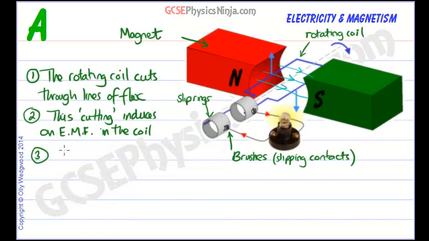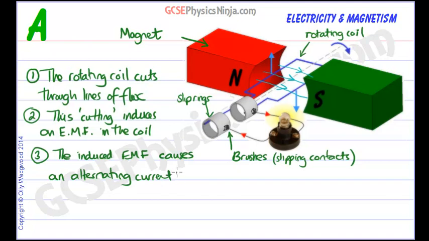And number 3, the induced EMF causes an alternating current to flow in the circuit via the slip rings and contact brushes.